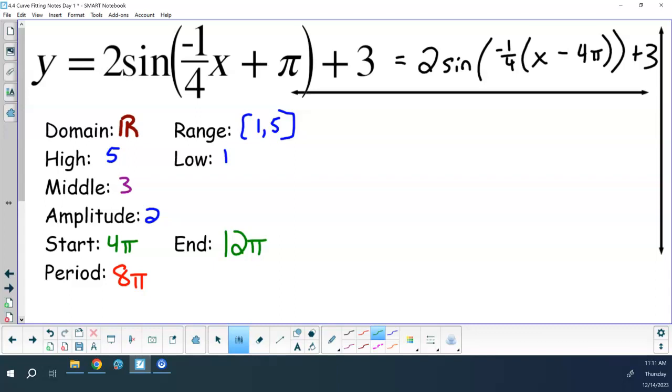Sine curve normally starts where? Low, middle, high. Starts where? Middle. Normally it goes middle, high, middle, low, middle, right? This one, does it have a negative A value? Nope, so we're still middle, high, middle, low, middle. Does it have a negative B value? Yes. Does that affect sine curves? Yes. So a sine curve flips over.